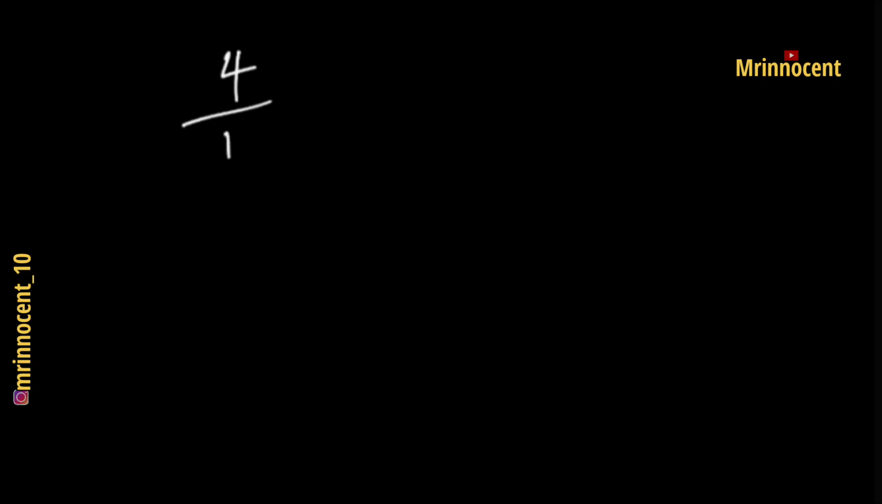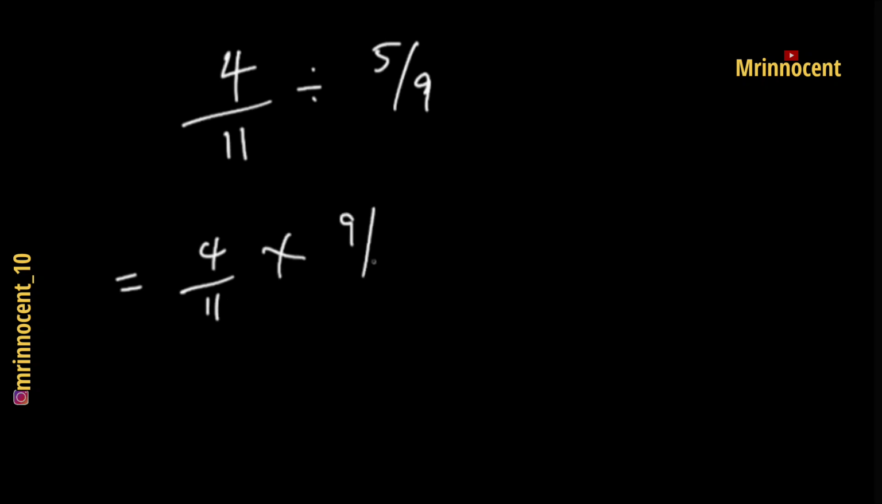4 over 11 divided by 5 over 9 is equal to 4 over 11 multiplied by 9 over 5. So we have equal to 4 times 9 is 36 over 11 times 5 is 55.